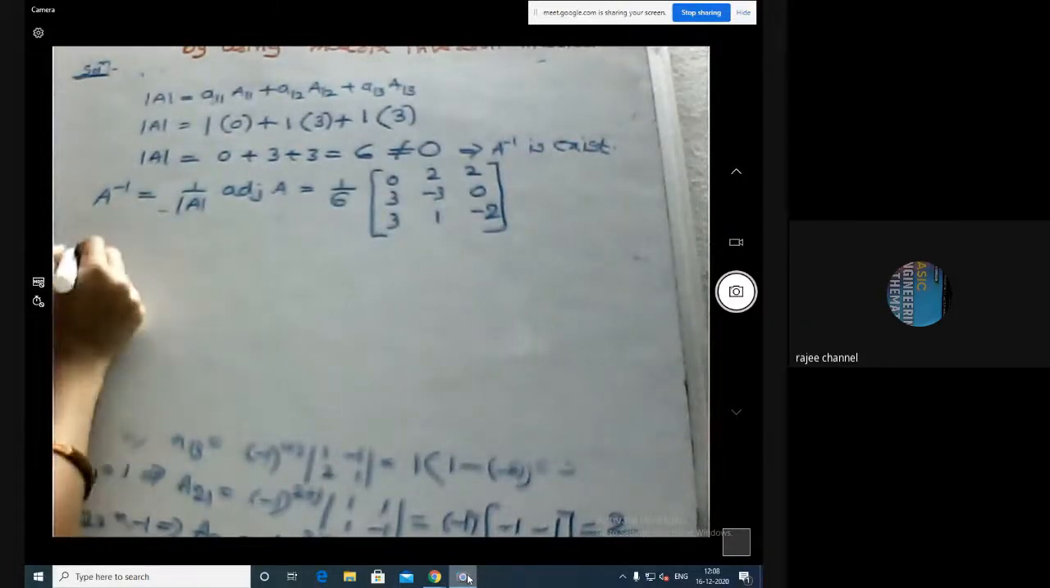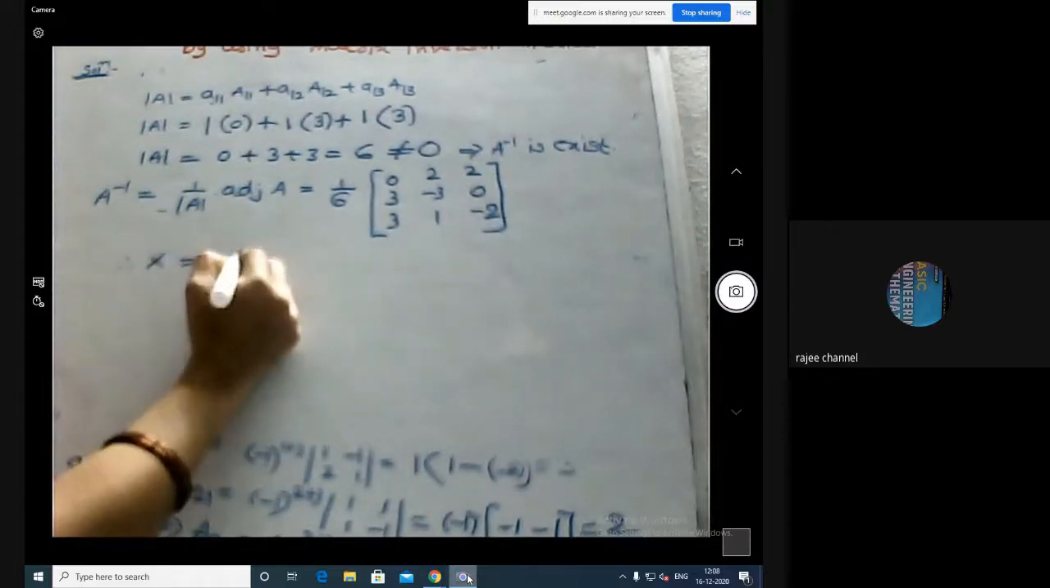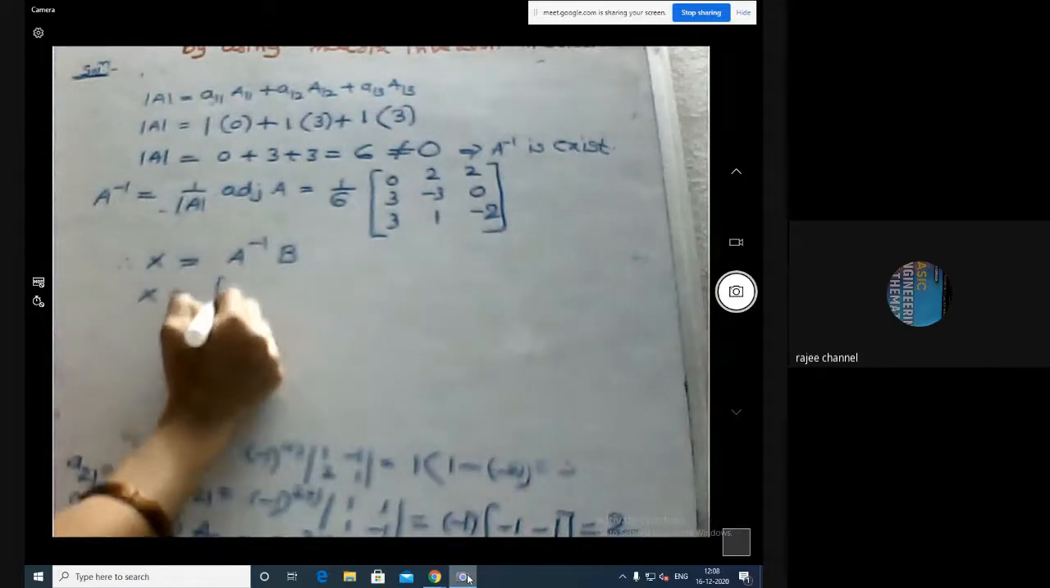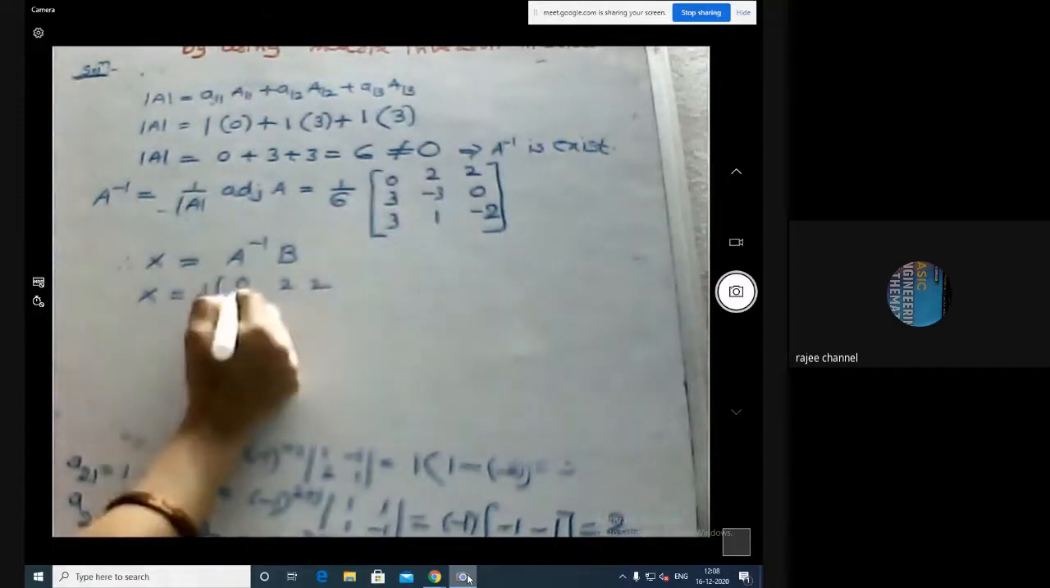Next we can find A inverse. A inverse is this one. After that, the matrix inversion formula we use is capital X equals A inverse B. So now we find A inverse is here 1 by 6 into the matrix 0 2 2, 3 minus 3 0, 3 1 minus 2.